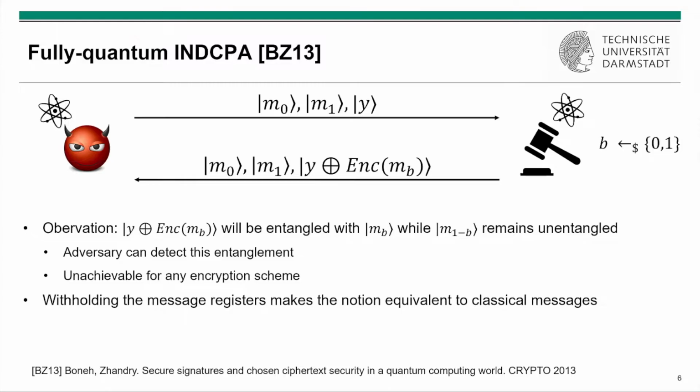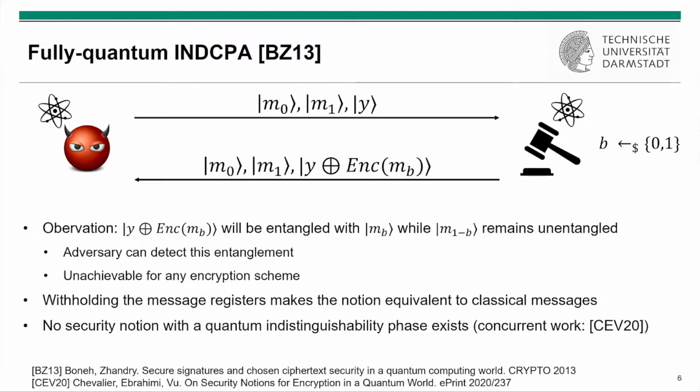A simple solution one can think of is what happens if the challenger would withhold the two message registers and only send back the ciphertext register to the adversary. But in this case, you can show that this makes the notion equivalent to the case of classical messages. So we would fall back to the post-quantum setting here.